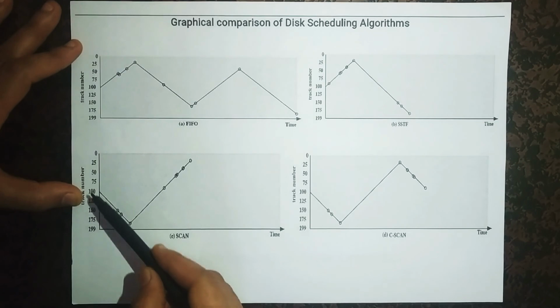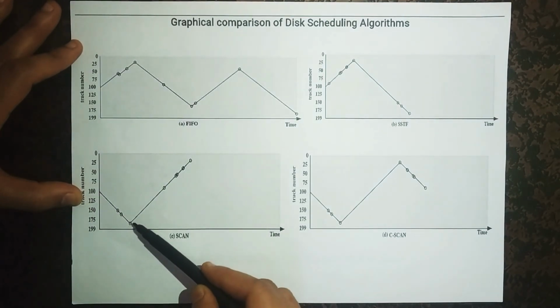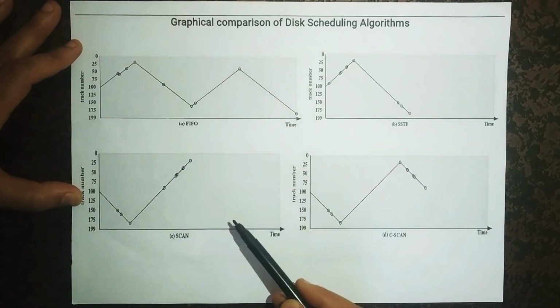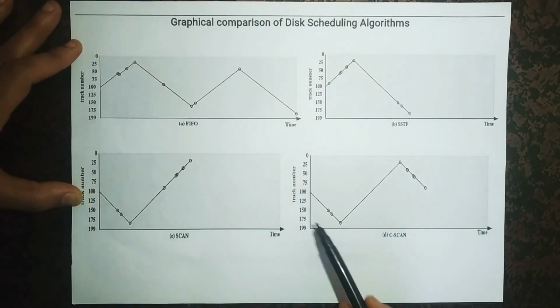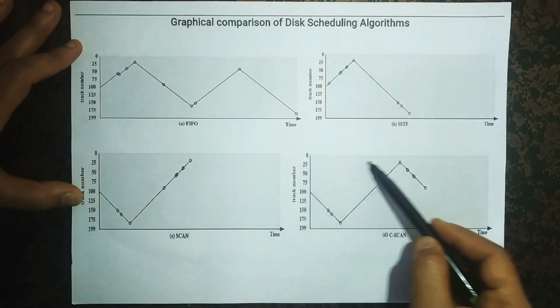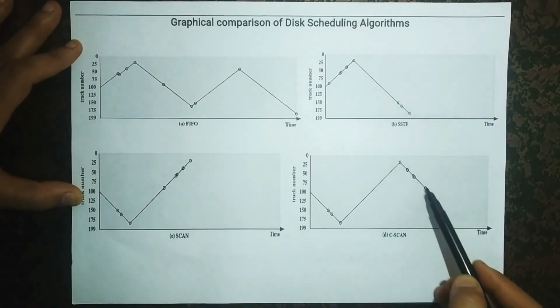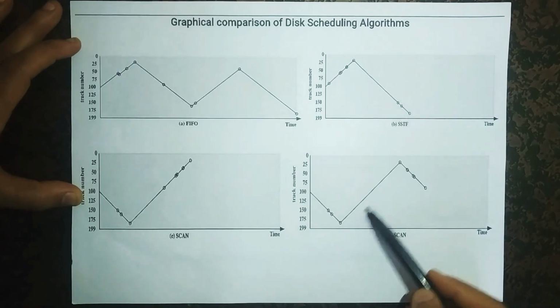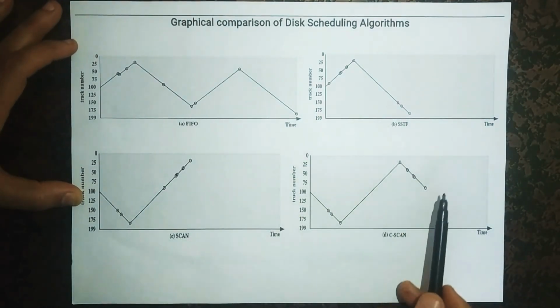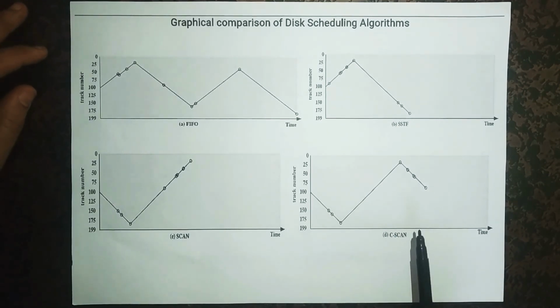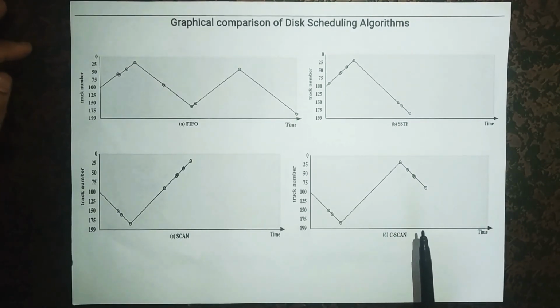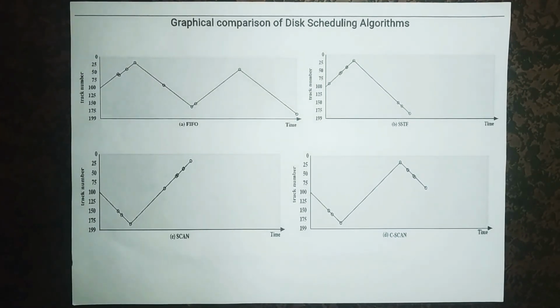Then in the scan we see it is going in increasing direction and again going in the other direction here. In case of C-scan we see it is going in one direction, going to the extreme, that is the lowest value 18 here, and again going in the increasing direction. So the graph is like this. This graph shows the variations in track movement, or how the head actually moves on the disk. So this is all about the comparison of four algorithms for disk scheduling. Thank you.